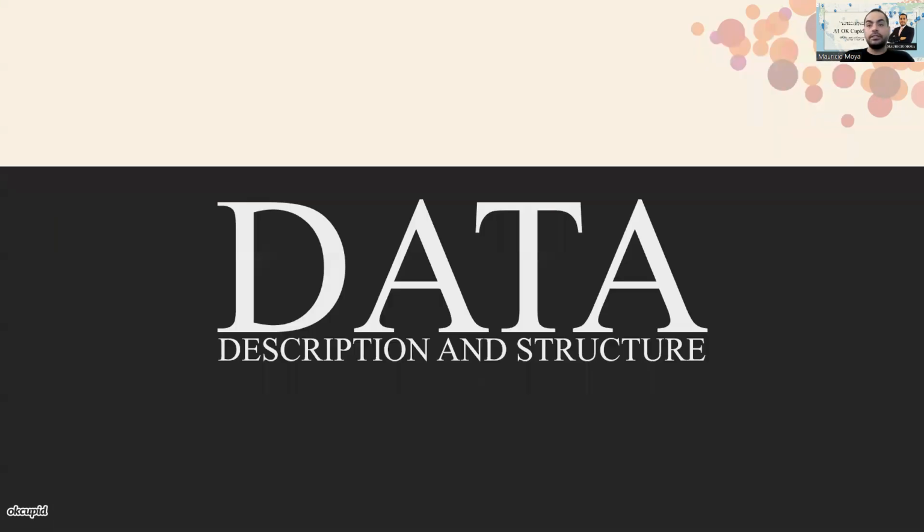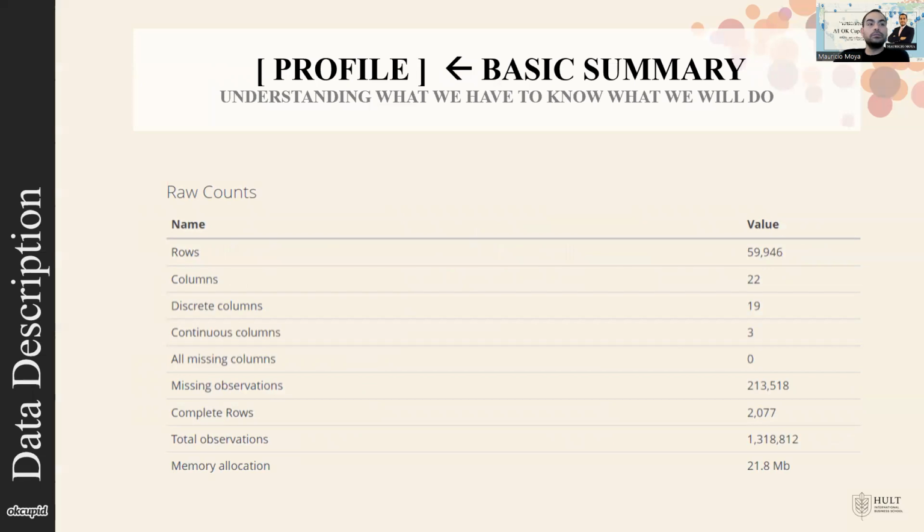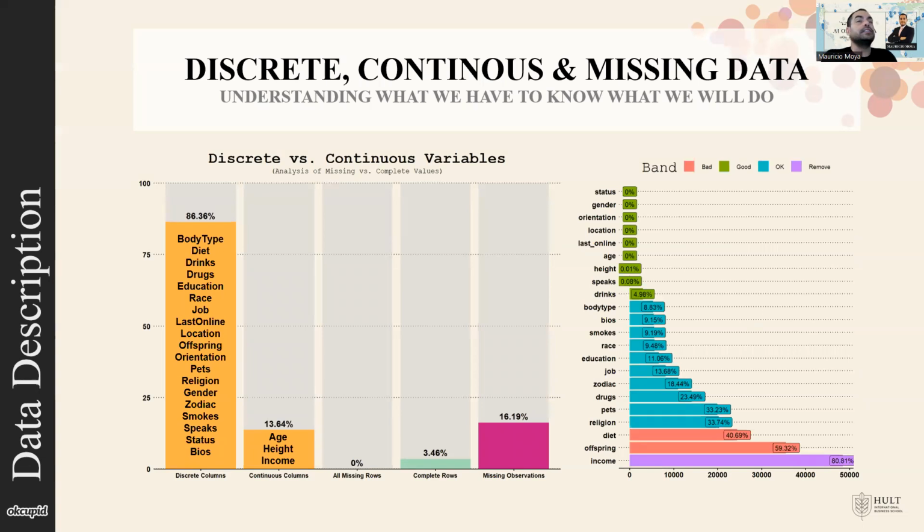Let's start with the data description. We found 22 columns, 19 discrete variables or features, 3 continuous, and 4 datasets: the profiles, lat, long, addresses, and sensors. So in terms of the data description, we found the discrete and the continuous variables. As you can see in the plot here, on the left, you can see the discrete features from body, diet, drinking habits, drugs, education, and so on, to the continuous ones, which are age, height, and income.